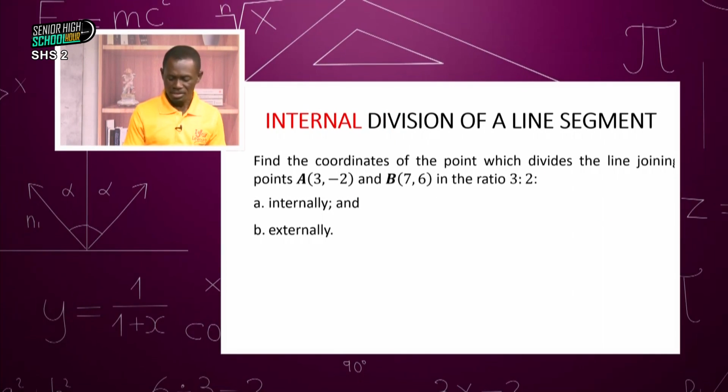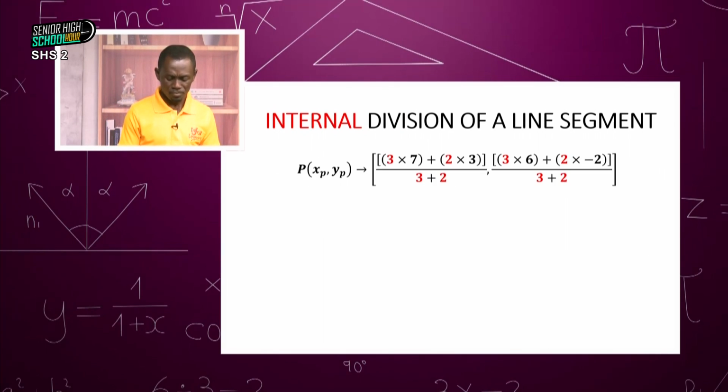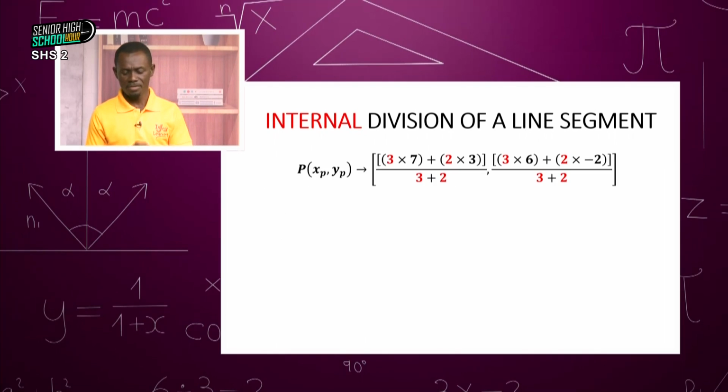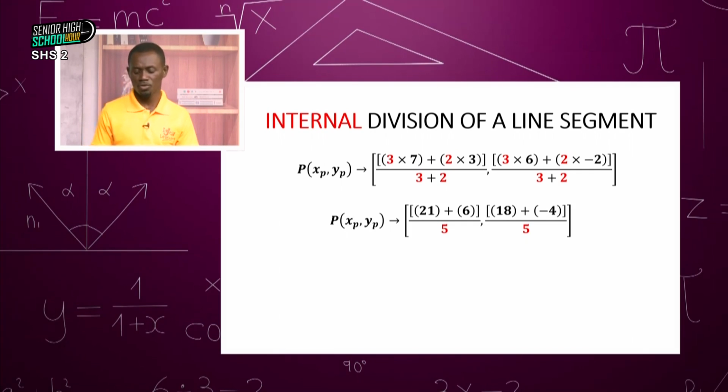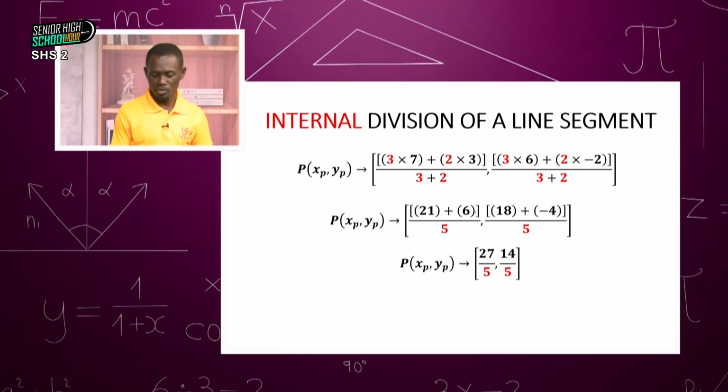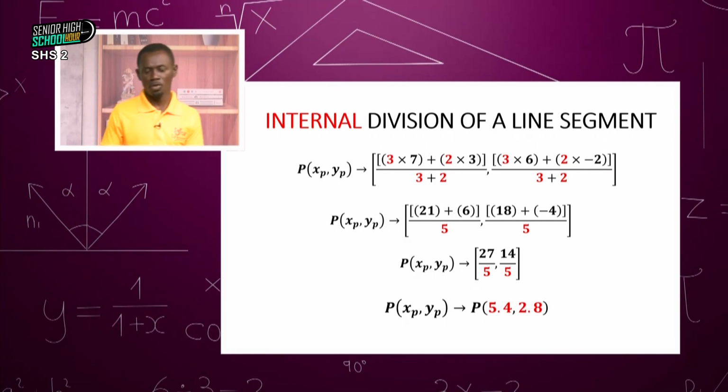So let's take an example, internal and external division. If we're dividing internally the points A and B in the ratio 3 is to 2, you will have something like this. 3 by 7 plus 2 times 3, all divided by 3 plus 2, and then 3 by 6 plus 2 multiplied by negative 2, all divided by 3 plus 2. You will get 3 by 7, 21, 2 times 3, 6, 3 by 6, 18, 2 times negative 2, negative 4. 21 plus 6 will give you 27 all on 5. 18 plus negative 4 will give you 14 on 5. So our point internally will be 5.4 and 2.8. You get that point, right?